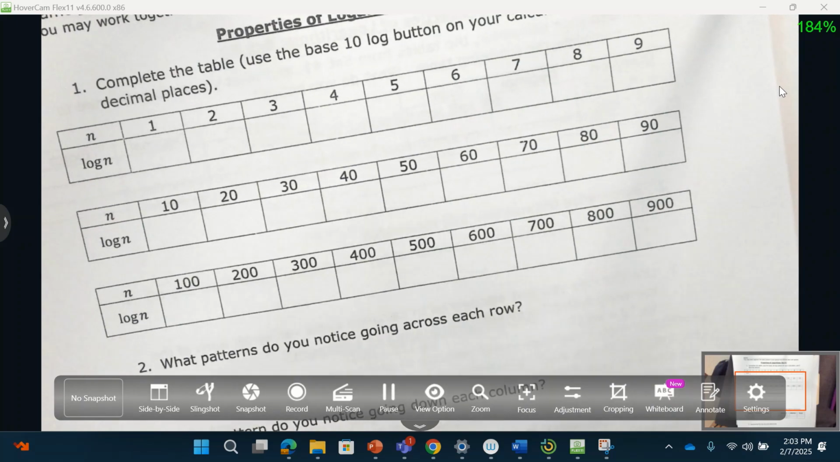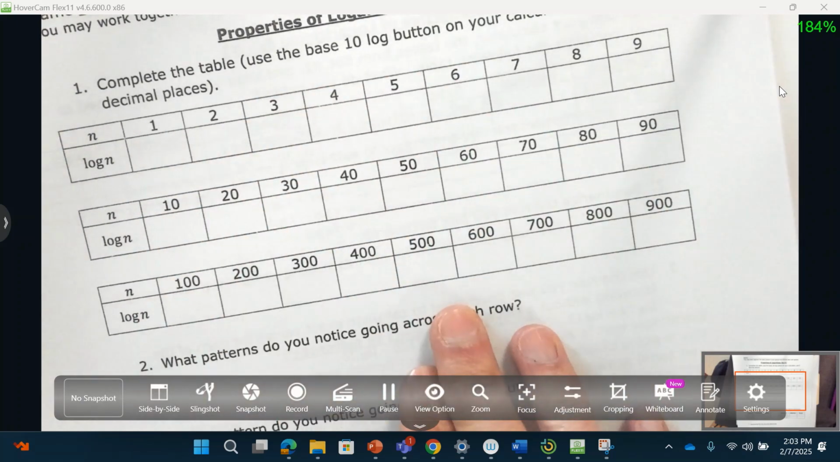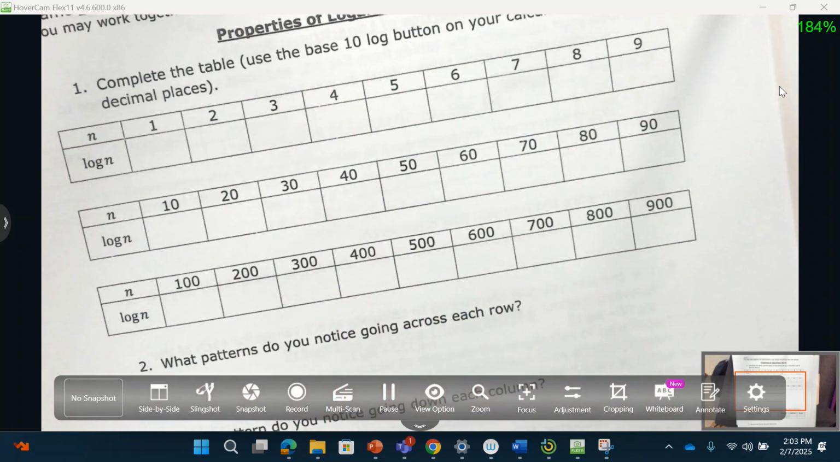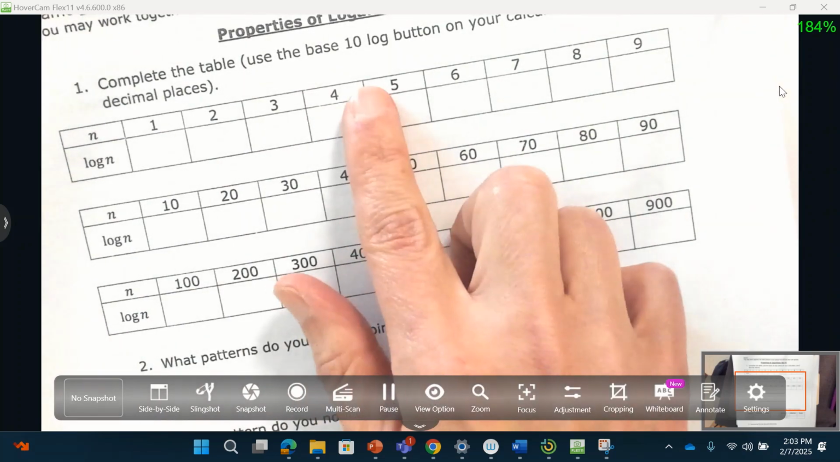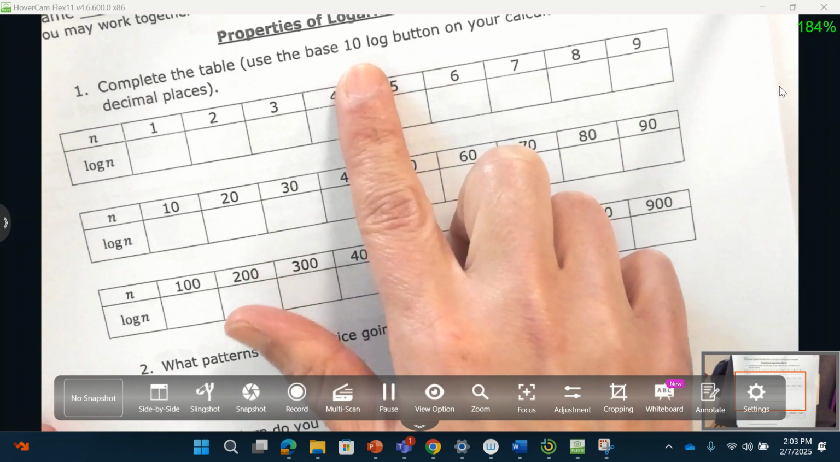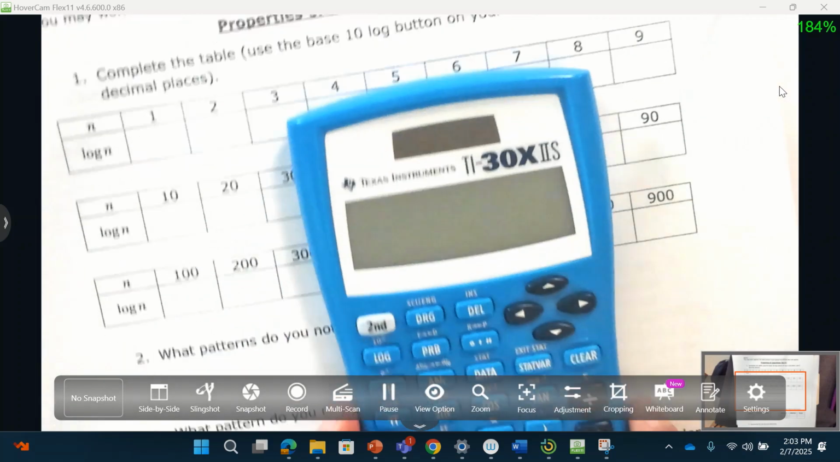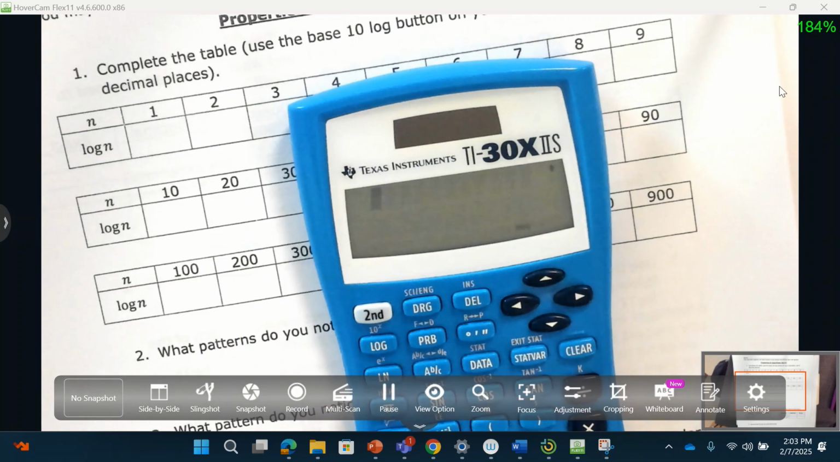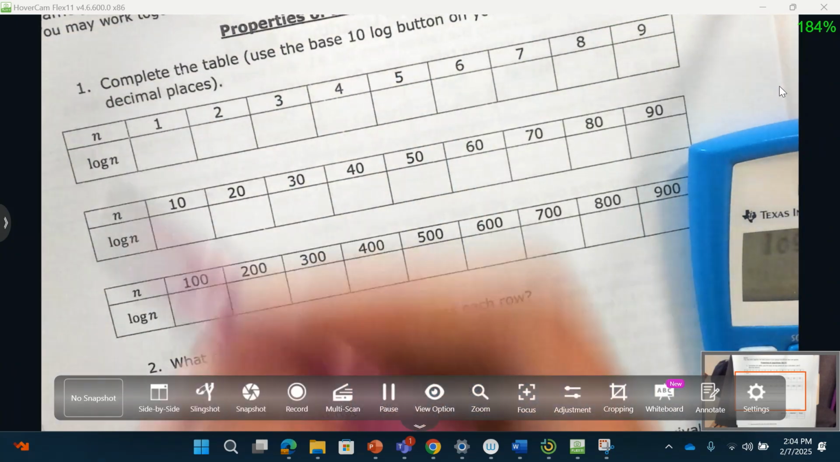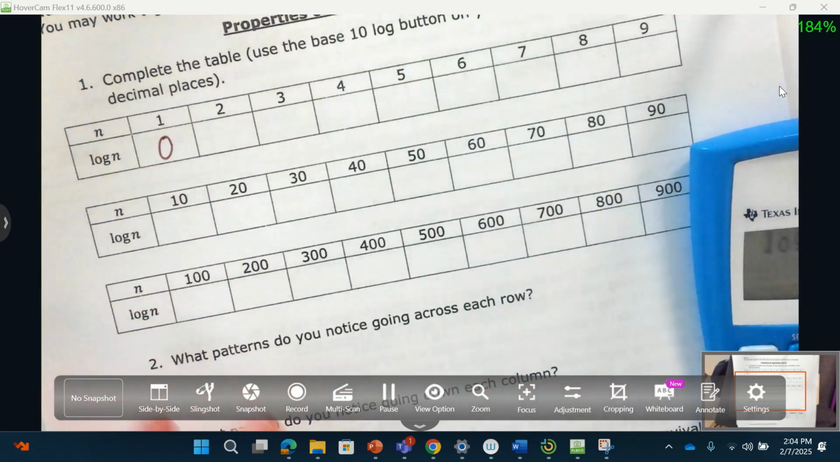So the first part of this is to fill out a table, just by evaluating logs on your calculator. Now we're going to use log base 10 for simplicity, but we could really use anything that we want. So that's just log with no subscript written. We assume it is base 10, and you're going to do that on your calculator. So for example, for log 1, I'm going to type in log 1, close that parenthesis out, and I get a 0. So on my table here, I will fill out the 0.